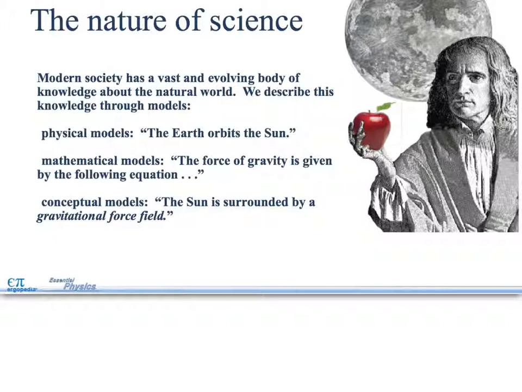Mathematical models: the force of gravity is given by the following equation. We can't see gravity, but we can see the effects of gravity. We can mathematically calculate what gravity is going to do. Conceptual models: the Sun is surrounded by a gravitational force field. Well, we can't see the gravitational field around the Sun, but our Earth is revolving around it. So there has to be a gravitational field there, the same way that the Moon is revolving around the Earth. So it's a conceptual model. So you have physical models, mathematical models, and conceptual models.